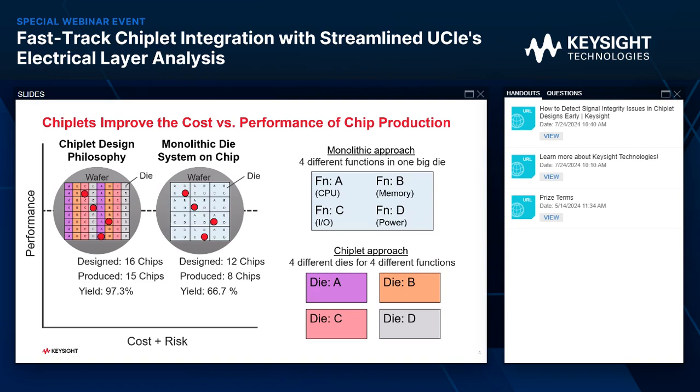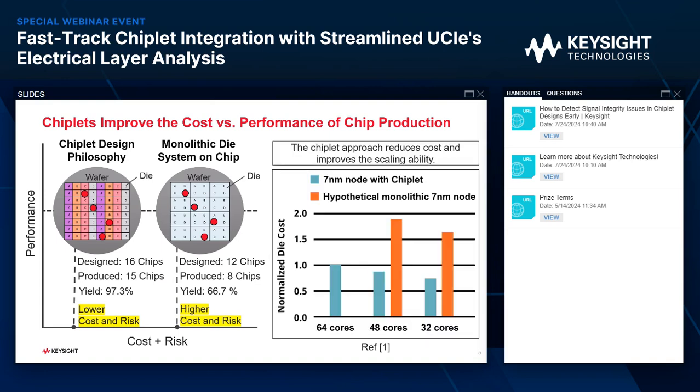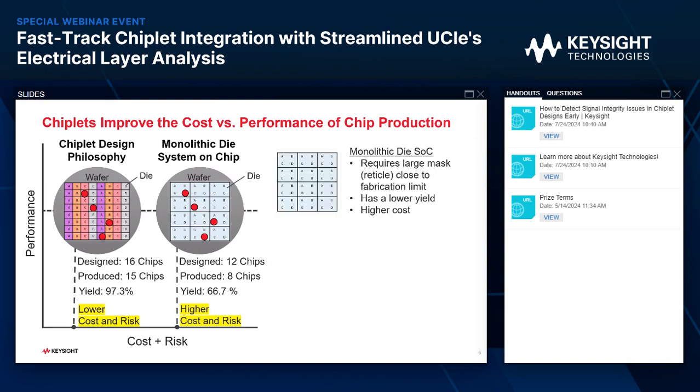This example shows that the monolithic approach is now of a higher cost and risk, whereas the chiplet design philosophy has a lower cost and lower risk. In a recent AMD presentation, it showed that the cost of a hypothetical monolithic die designed with a 7nm node would cost almost twice as much. This means that adopting the chiplet design can reduce your cost a lot. Here's a summary of what we have discussed so far.